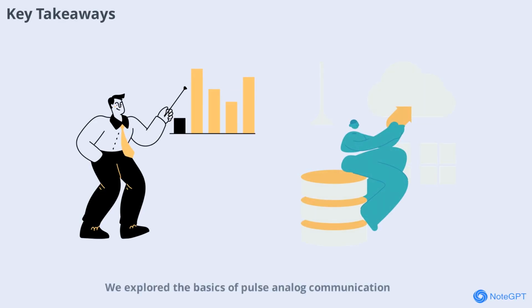We explored the basics of pulse analog communication, the importance of sampling and the sampling theorem, the challenges of aliasing, and the role of anti-aliasing filters. We also examined the main pulse modulation techniques, PAM, PWM, and PPM, comparing their advantages and limitations. These concepts are fundamental for anyone working in communication technology.